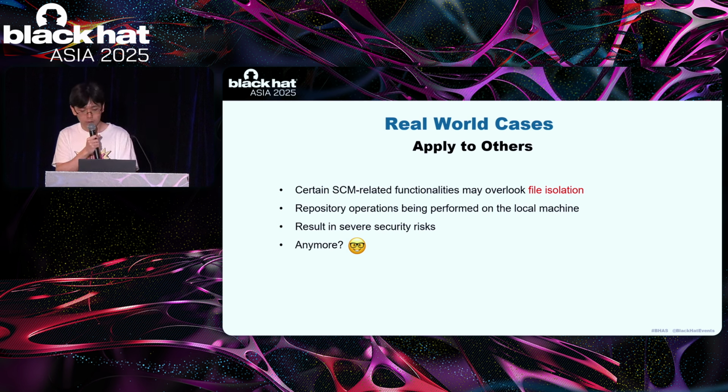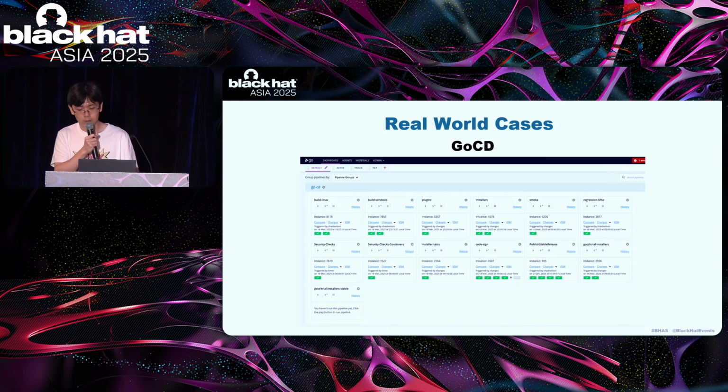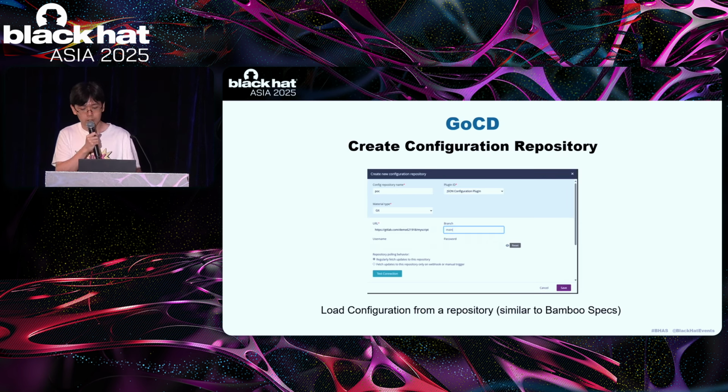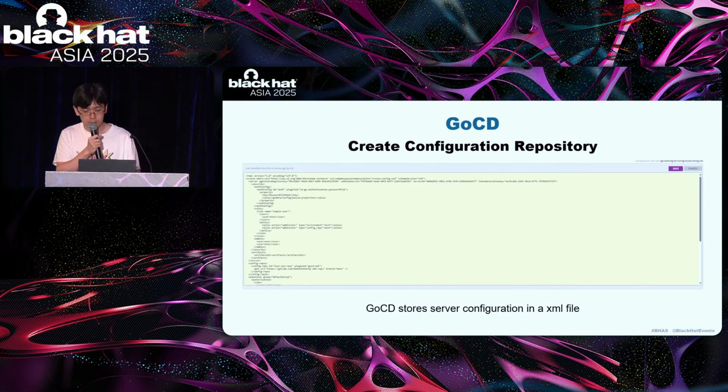Do we have any more cases? Here we have GoCD, which is a free and open source continuous delivery server. You can use it for pipeline visualization and deployment management. GoCD has a feature called Create Configuration Repository, and it will load a configuration file from a remote repository, just like Bamboo Specs. Additionally, GoCD stores all critical server configurations in an XML file, allowing admin users to modify the configuration by directly editing this XML via the web interface.